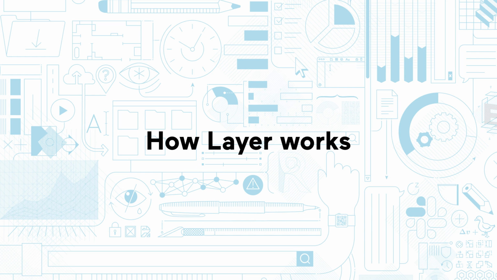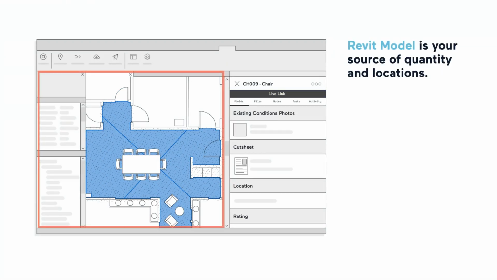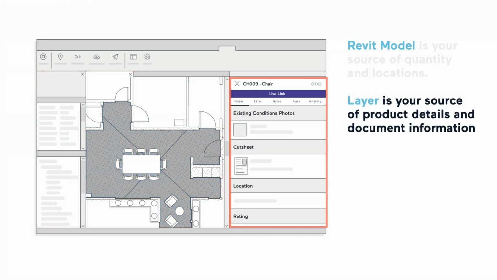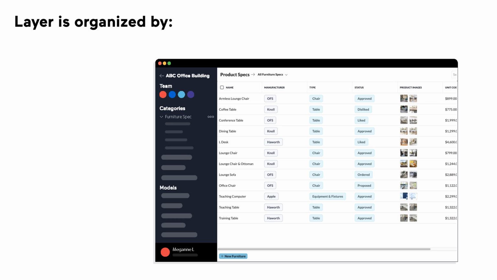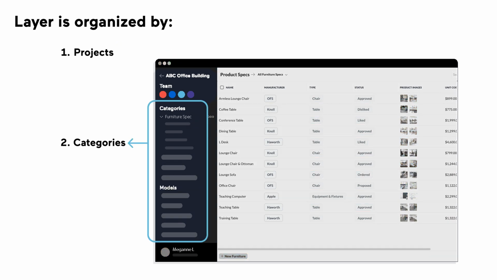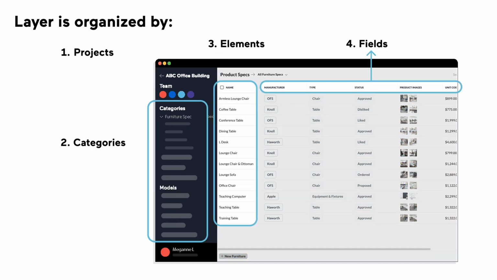How Layer works. Your Revit model is the source of quantities and locations, and Layer is your source of product details and document information. See this side by side with our Revit add-in. Layer is organized by projects, categories, elements, and fields.